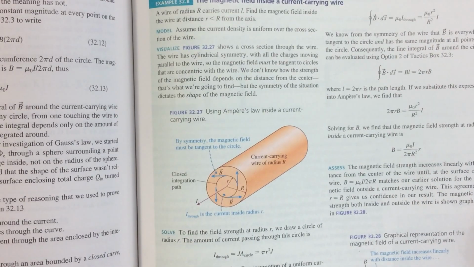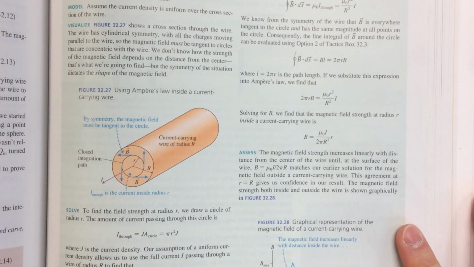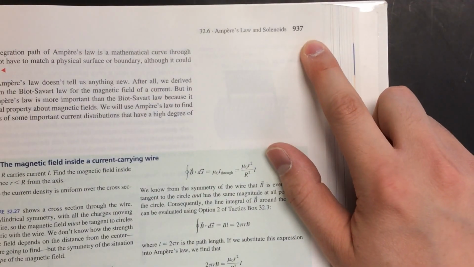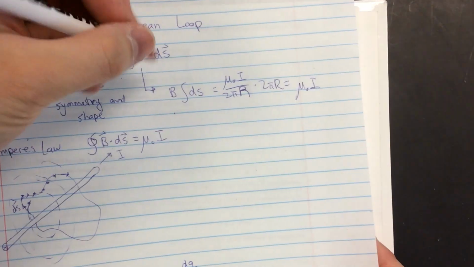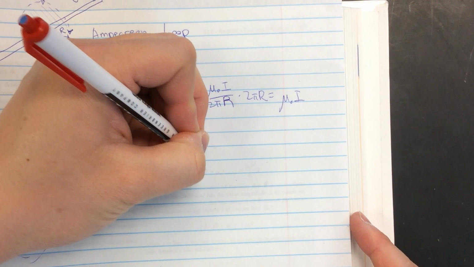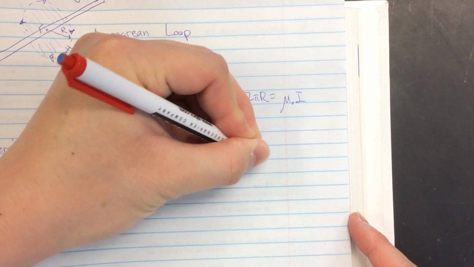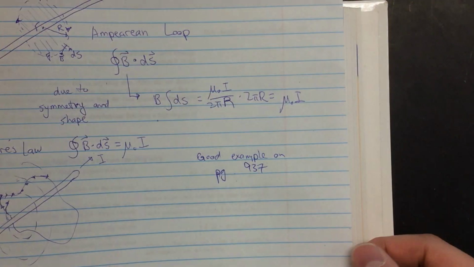Okay, so take a look at this example, pretty much exactly as Morgan was asking about. How do you figure out the magnetic field inside of a wire? This is on page 937, a very good example, one definitely you ought to know. Okay, that's a good one to look at.